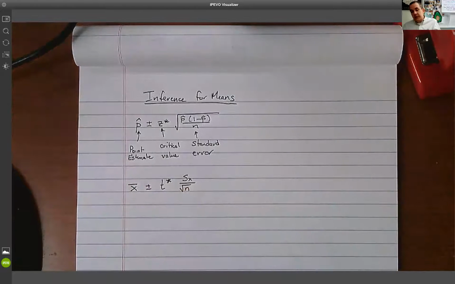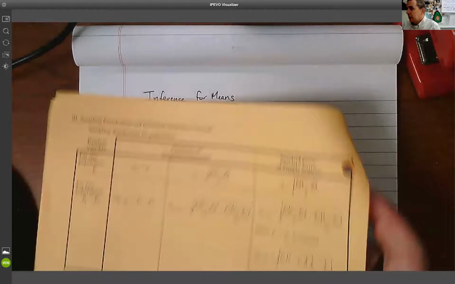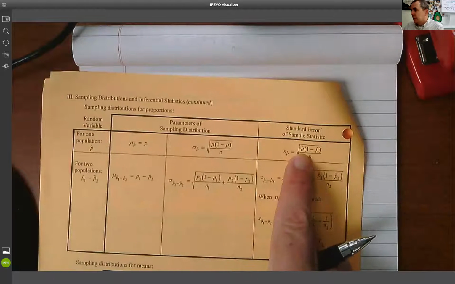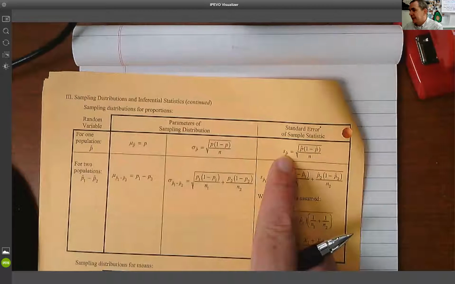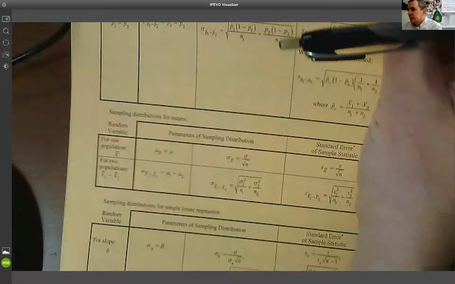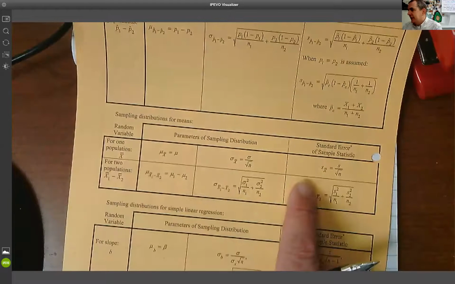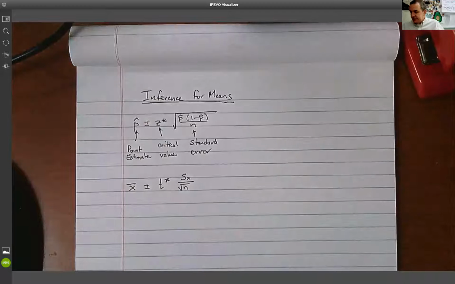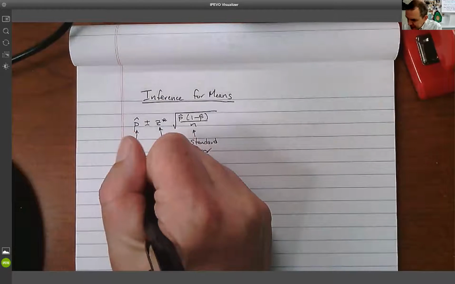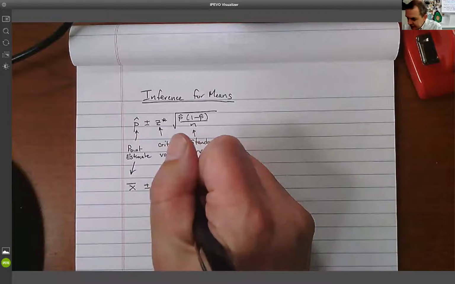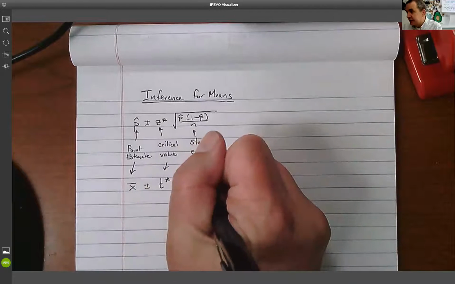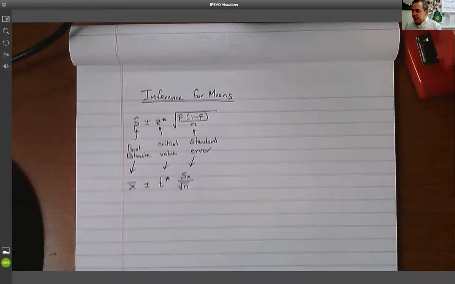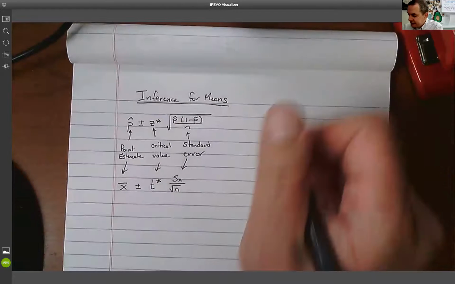Just so you know, I pointed it out on the formula sheet for proportions, where I said, here's the standard error for a proportion, one sample. We had p hat, we had our standard error. x bar for means, and then there's our standard error. So the idea is still the same. We have a point estimate, a best guess. We're going to add and subtract a certain number of standard deviations. Now, here's the reason why it's a t instead of a z.